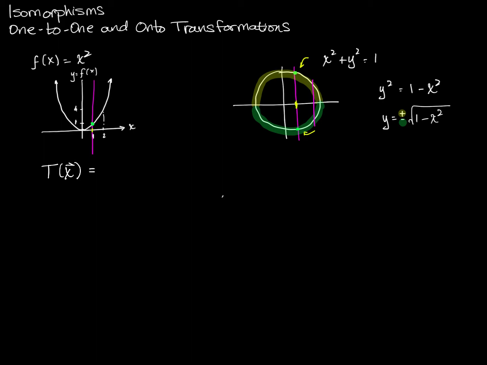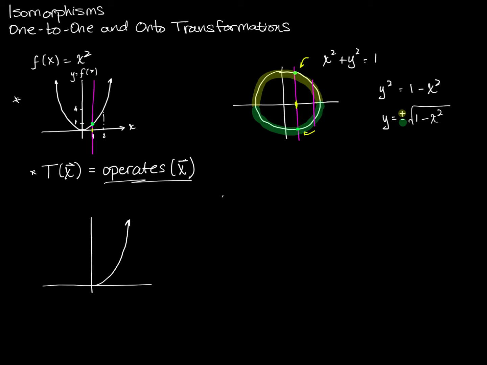Let's just say that it operates on the vector, and it only produces one output when it does so. Okay, so here's a function, here's a transformation. Now, back to our y equals x squared function, f of x equals x squared.